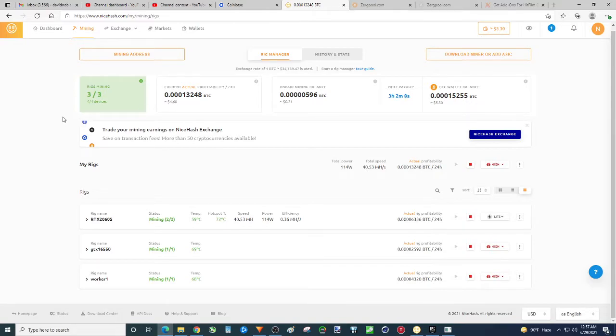Of course, for different reasons I have to shut one down, maybe I'm playing a game or whatever. So that would be the max I'm probably going to make off of these GPUs that I'm using. In a second, we'll talk about the GPUs I've got. This shows you the unpaid mining balance, 21 cents, and since the last time I cashed out my wallet, I have accumulated $5.30.